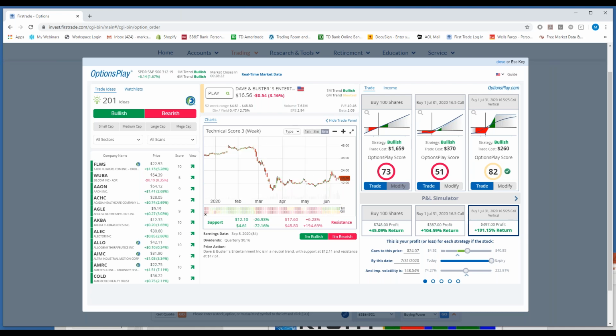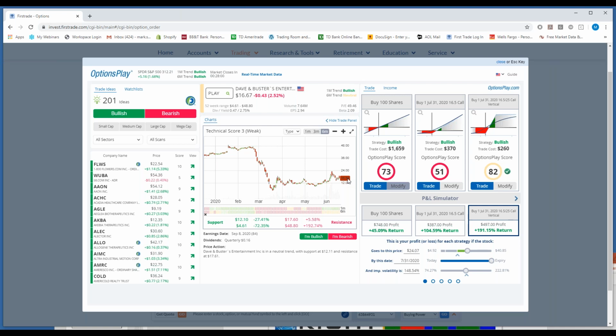But Dave & Buster's is a great company. I mean, a family that goes in there, right now no one can go in there because of social distancing. They blow $100. They buy a hamburger, a beer, and their kids run around with these $25 cards and stick them in these machines to play these video games.